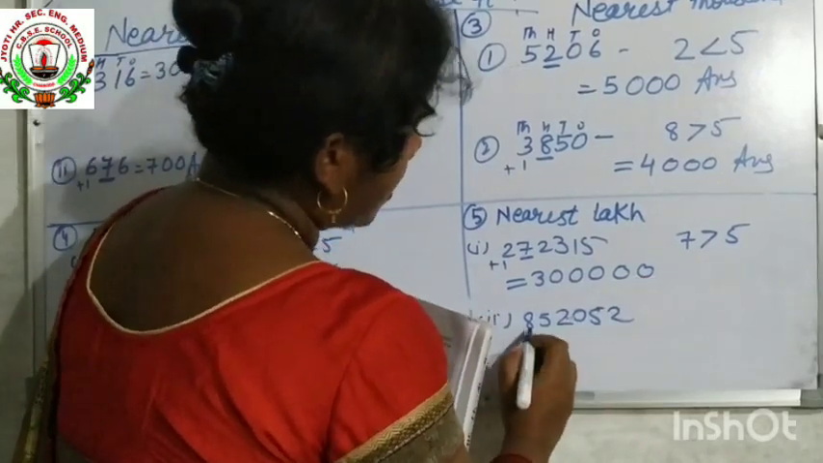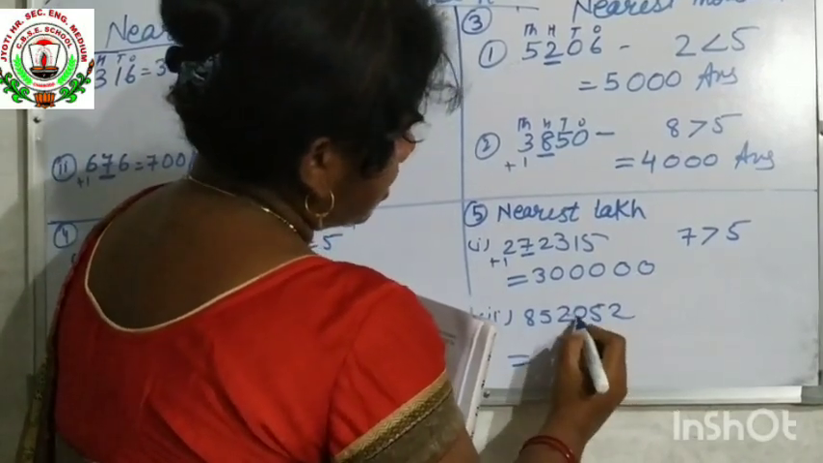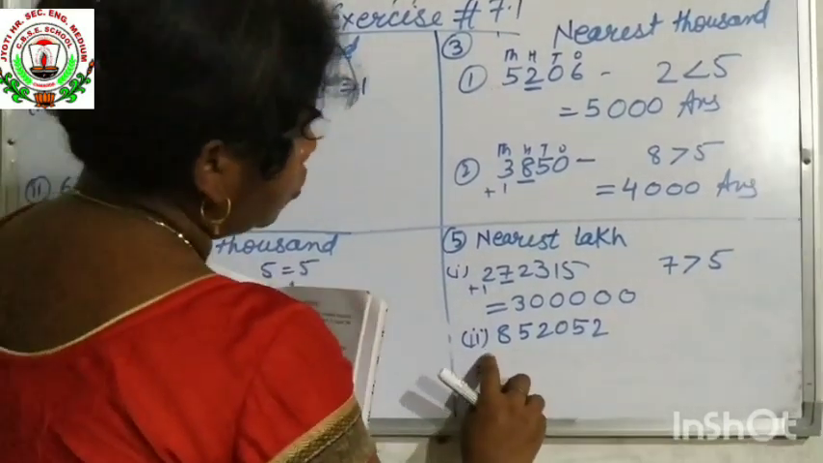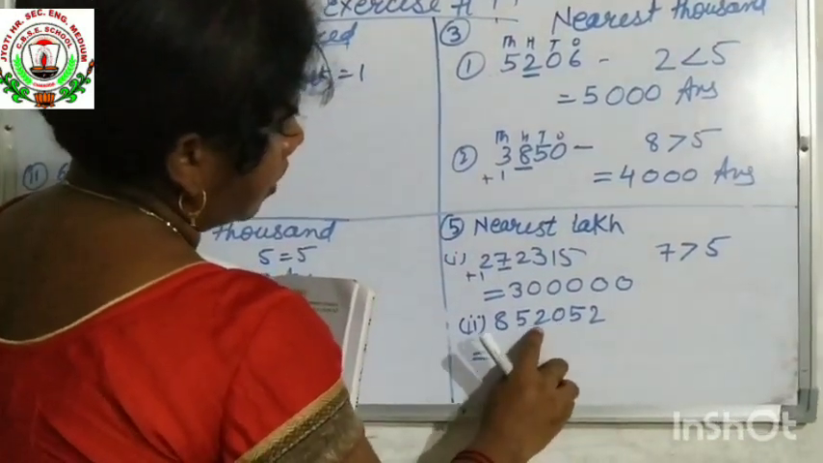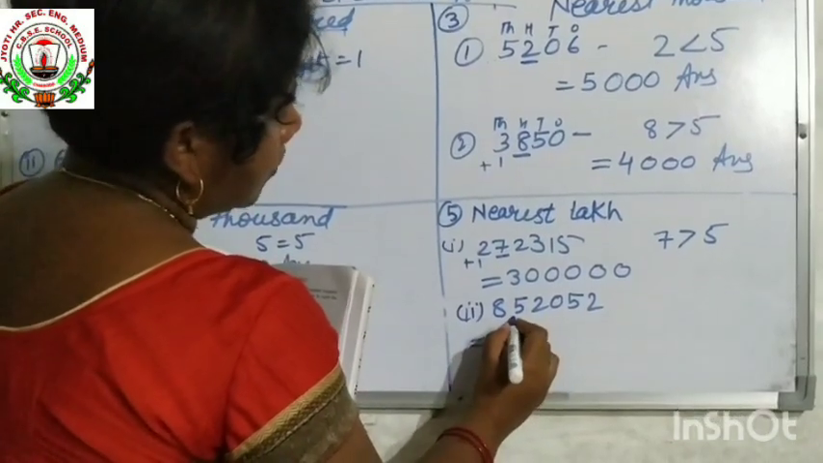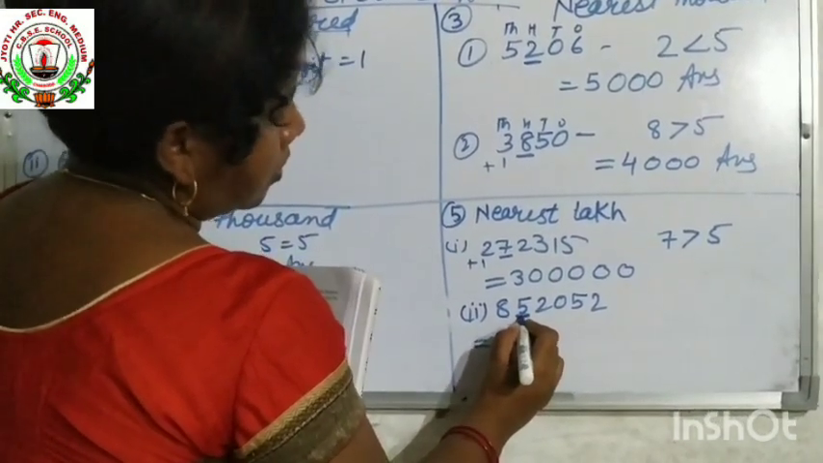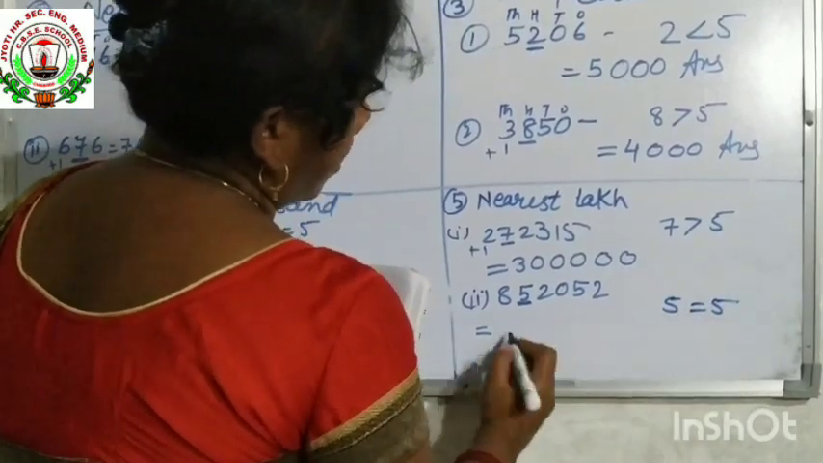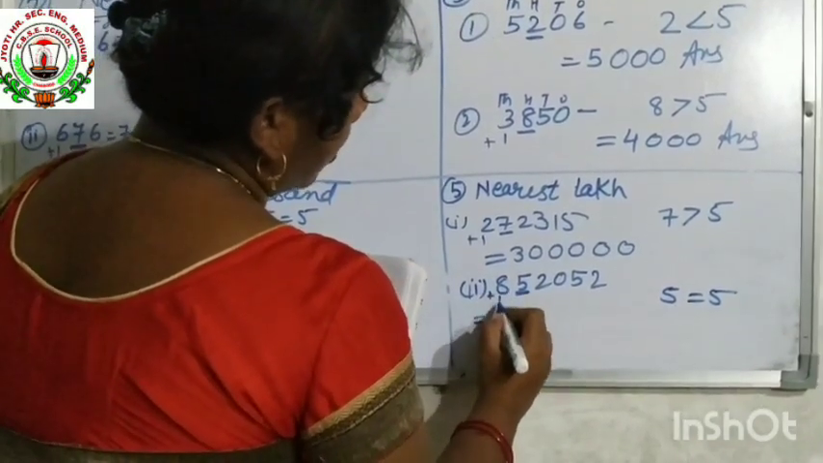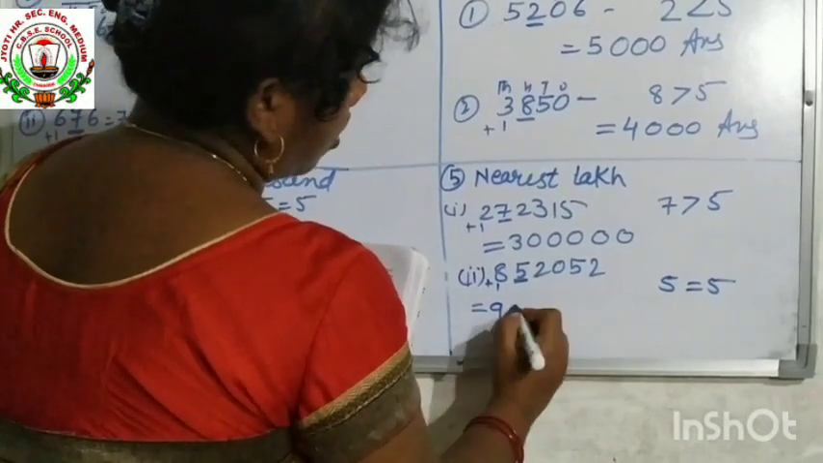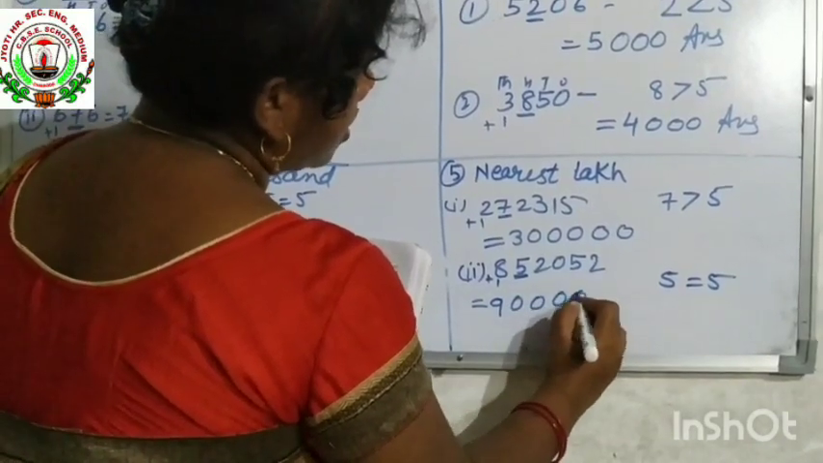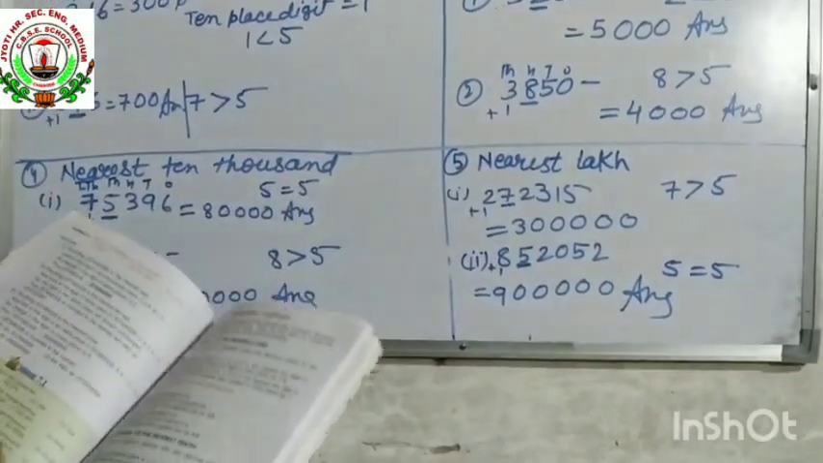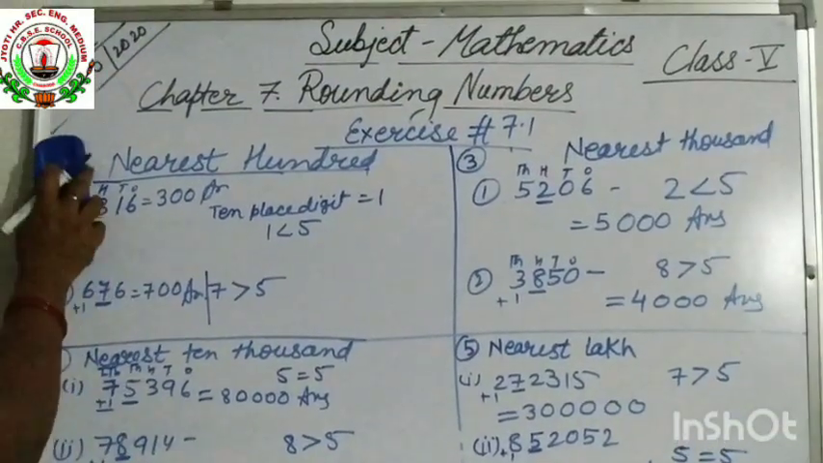Understood? Similarly here, ones, tens, hundred, thousand, 10,000, lakh. Now next number is 2. Here ones, tens, hundred, thousand, 10,000, lakh. So we have to see that 10,000 place number, which is 5. 5 is equal to 5. So here we will add 1. So 8 plus 1 is 9. All the digits will be 0. Understood? So it is the answer. So it is the nearest lakh.